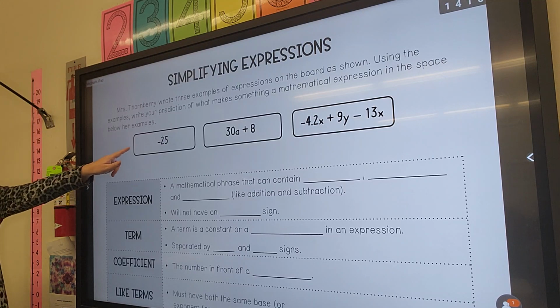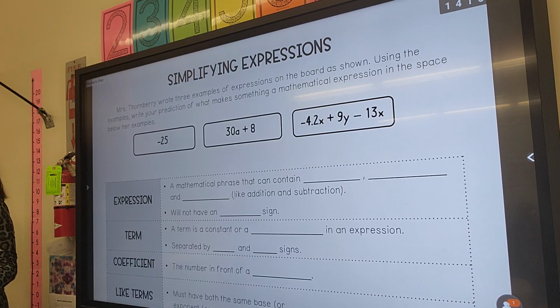If you look at those 3 examples in the box, they all have one thing in common, and they don't have what? Something we usually see. Logan? Exponent. Well, they don't have an exponent. What else do they not have? Letters. What about an equal sign? Do you see an equal sign? No, you wouldn't. So an expression is like a mathematical statement. It does not have an equal sign.